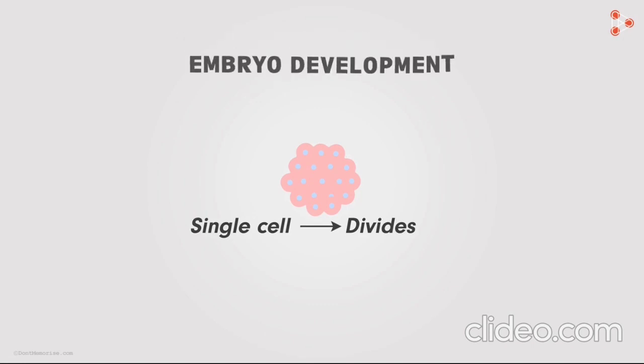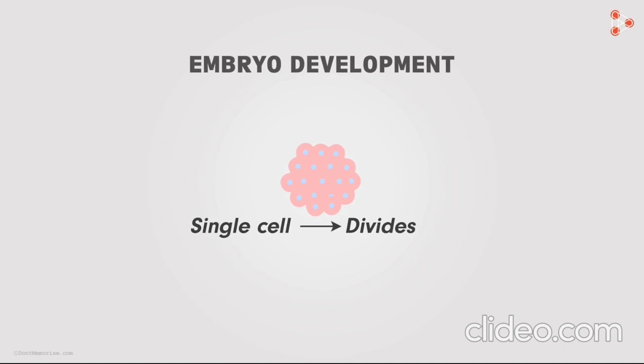The journey of life begins with a single cell, but later it is no longer alone. It divides repeatedly to form a mass of many cells together. And in this video, we are going to learn about this beautiful process that helps us grow to what we are from a single cell. Yes, we will be talking about how the embryo develops.